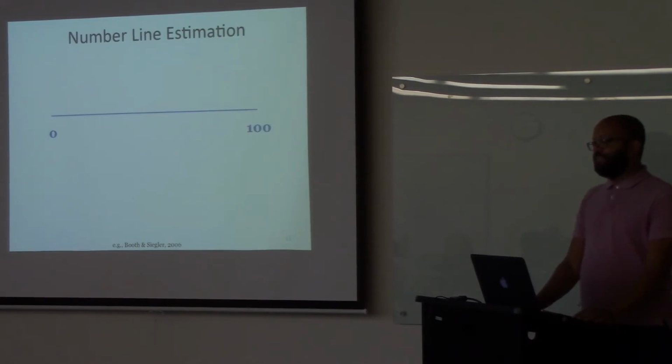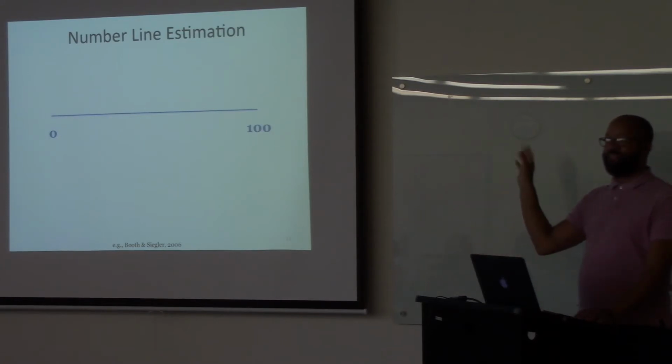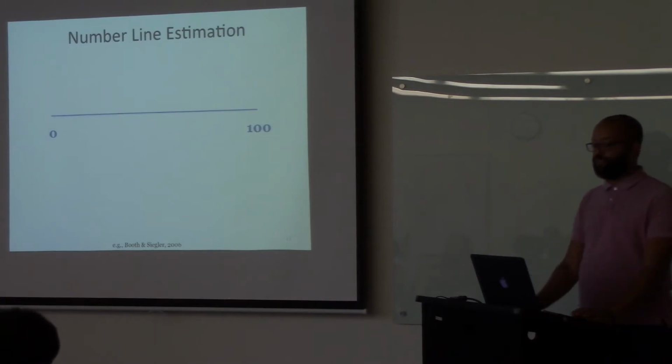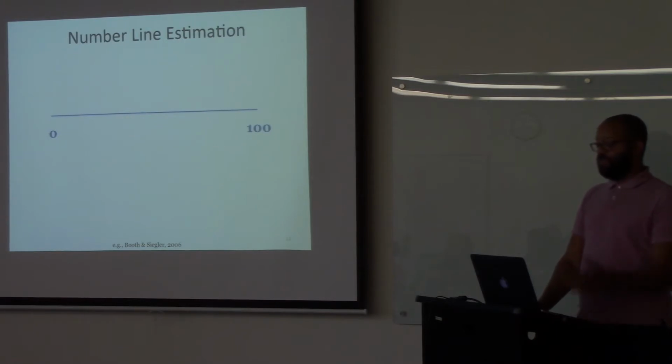So the number line task is pretty simple. A lot of you have seen a number line before. The idea of linking number to space probably doesn't seem unusual to you. The way this task works is I ask you to put a given number between 0 and 100 on the line. You mark the line.